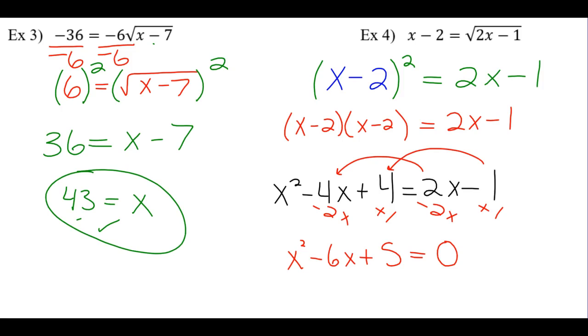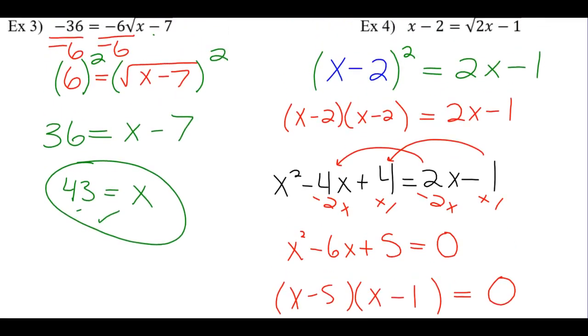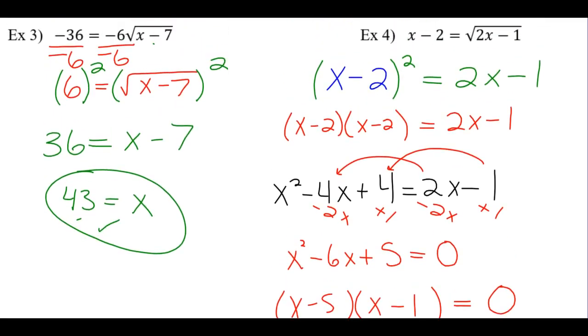There is step 3. Subtract the 2x over, add the 1 over, so we get x squared minus 6x plus 5 equals 0. So here's our answers, 5 and 1. We need to go back to the original problem now. Plug in our answers up here and see if one of them or both of them do not work.